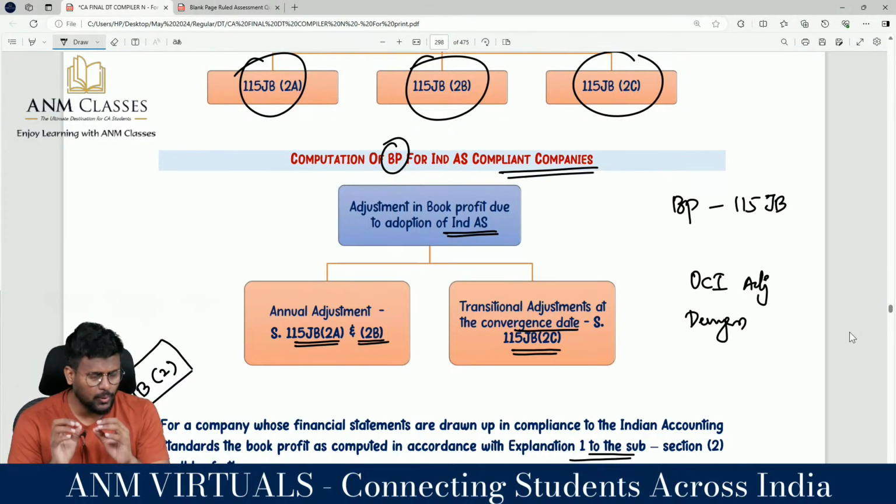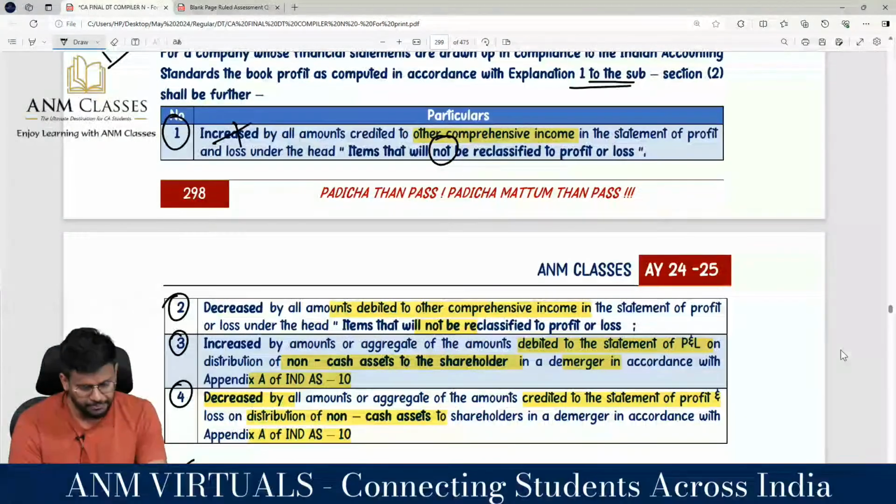In addition to 115 JB subsection 2, we are supposed to do 2 more adjustments. One is 115 JB subsection 2A and 115 JB subsection 2B and 115 JB subsection 2C. Number 1, annual adjustment, every year adjustment: 115 JB subsection 2A and 115 JB subsection 2B. Transitional adjustment will not be there every year, only for 5 years. So 1/5 of the transition amount we should adjust as per 115 JB subsection 2C.